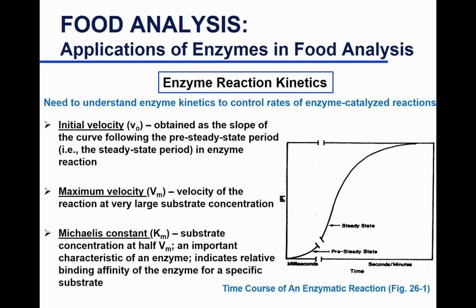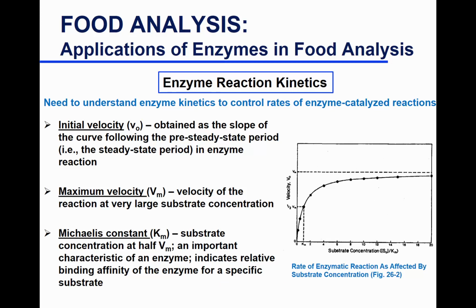So, familiar with these terms? Initial velocity, we said this is the slope during the steady state. And then you have maximum velocity, and you have the Michaelis constant. Maximum velocity, in this curve here, you have the velocity plotted over substrate concentration. So how do we get to this curve? Let me explain how you can plot such a curve. You would run your reaction at a concentration, let's say, of 2 molar of the substrate, and then you run it at 4, and again at 6, and then 8, etc. Every time you run the reaction, you monitor the product.